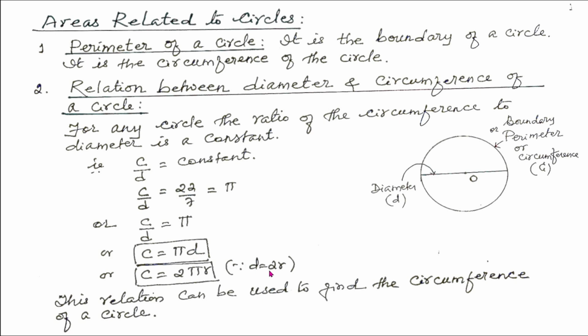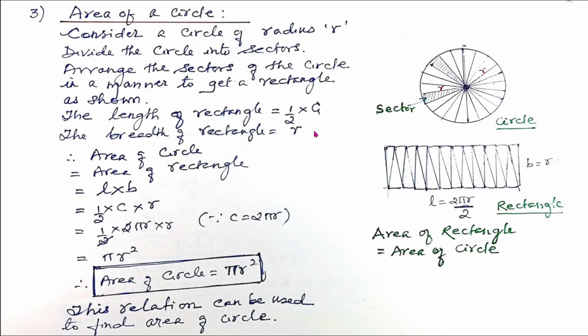Now, we know that D is equal to 2r, that is, the diameter of a circle is twice the radius. Therefore, replacing D by 2r, we get C is equal to 2 pi r. This is again a relation to find the circumference if the radius of a circle is given to us. So, we have the relation C is equal to pi D to find the circumference when the diameter is given, and C is equal to 2 pi r when the radius of the circle is given.